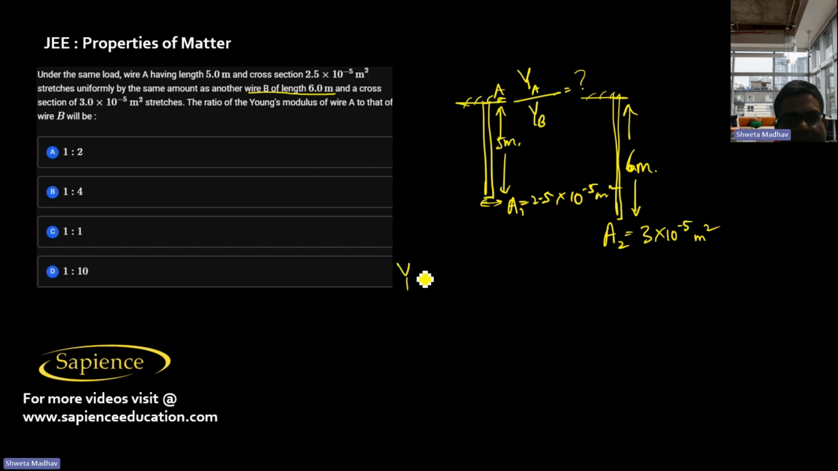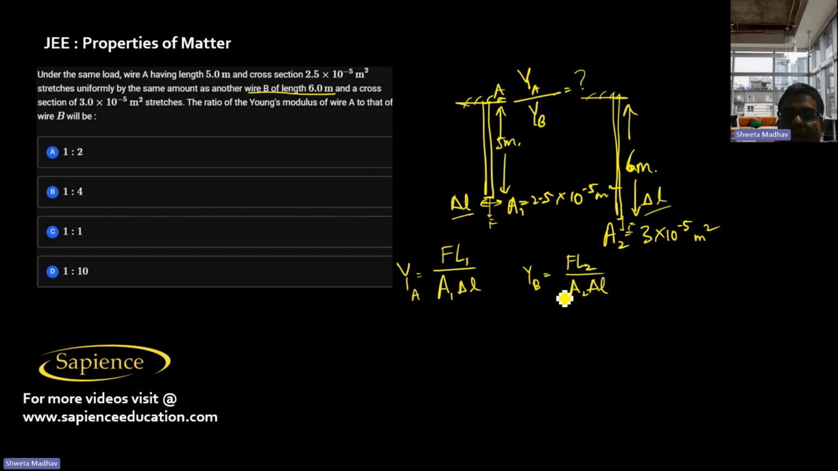So here it is told it stretches by the same amount. This also stretches by delta L. So YA will be equal to F L1 by A1 delta L. Under the same load, so F is same. And YB will be F L2 by A2 delta L.